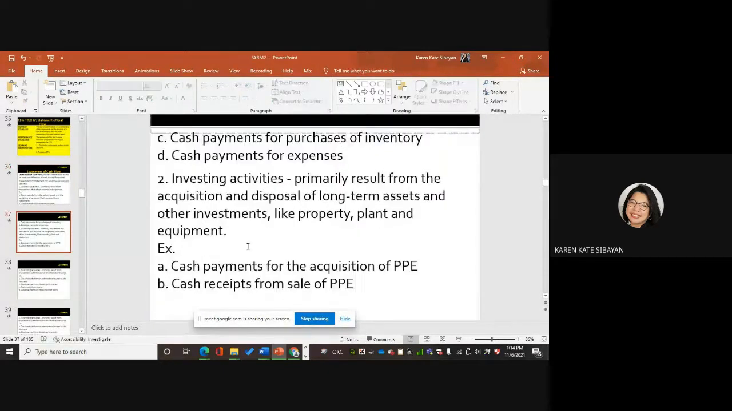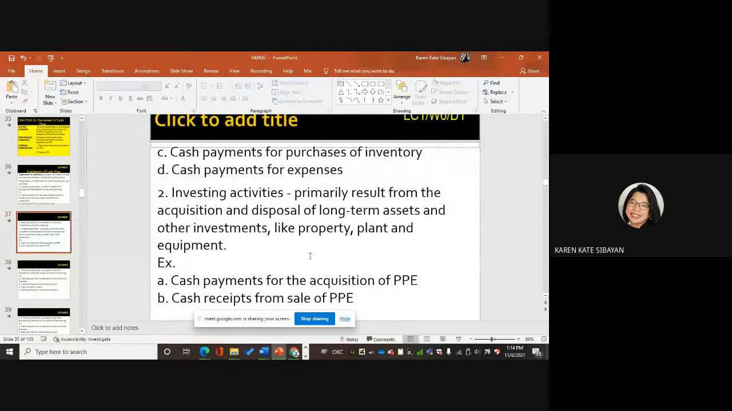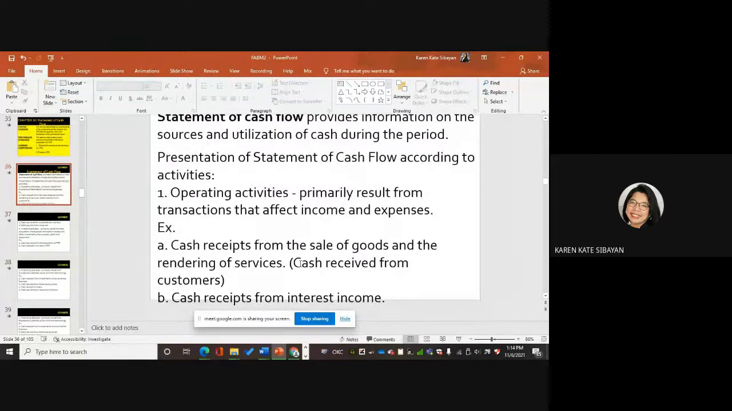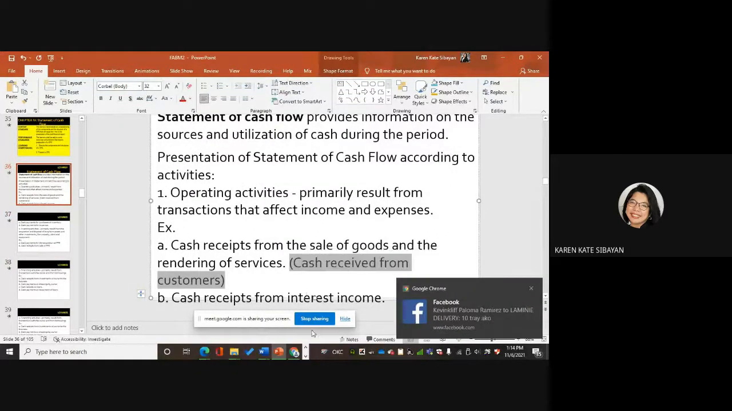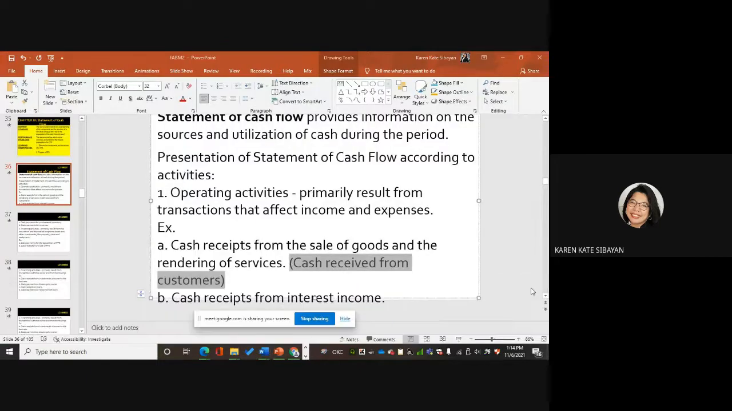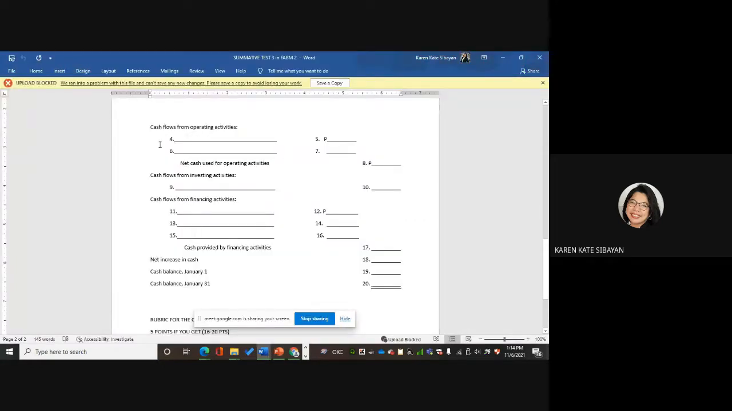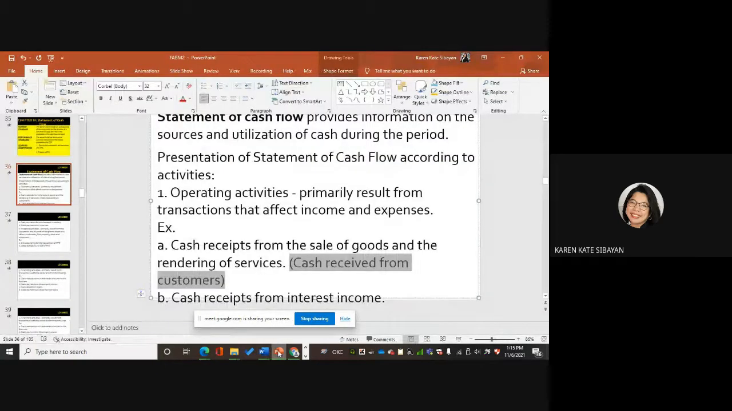The second one, so ito yung mga ganito, class, ito yung nilalagay nyo dun sa blank. Ito yung nilalagay nyo dyan. Okay, so, ibig sabihin, dalawa lang yan, ibig sabihin, dalawa lang ang nangyari din. Okay? Next, number 2, o letter B.